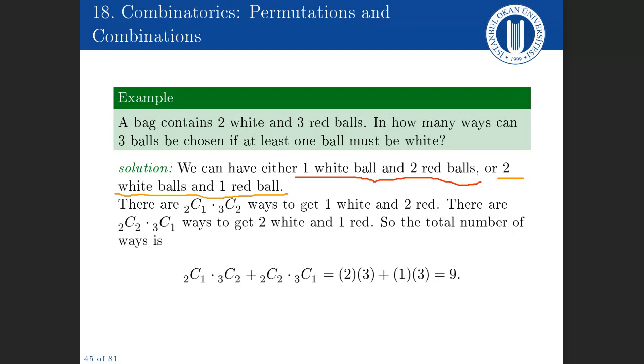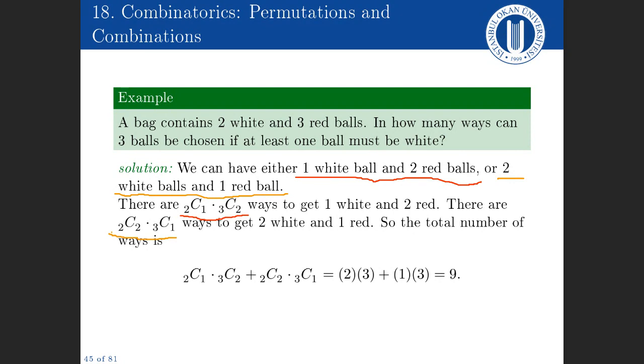How many different ways are there to get one white ball and two red balls? One white out of two is two, choose one. Two red out of a total of three is three, choose two. How many different ways are there to get two white balls and one red ball? For the two white balls, it's two, choose two. And for the one red ball, three, choose one.